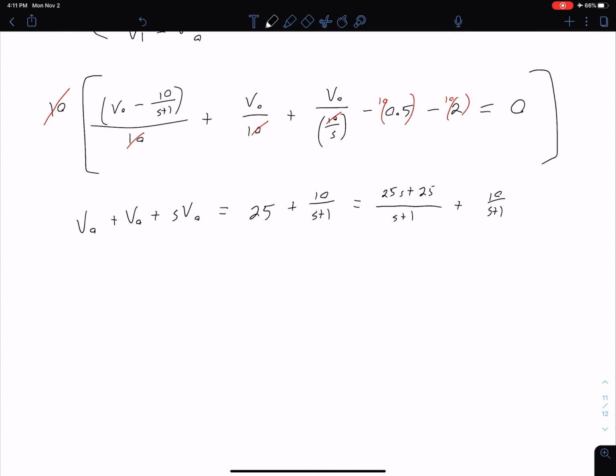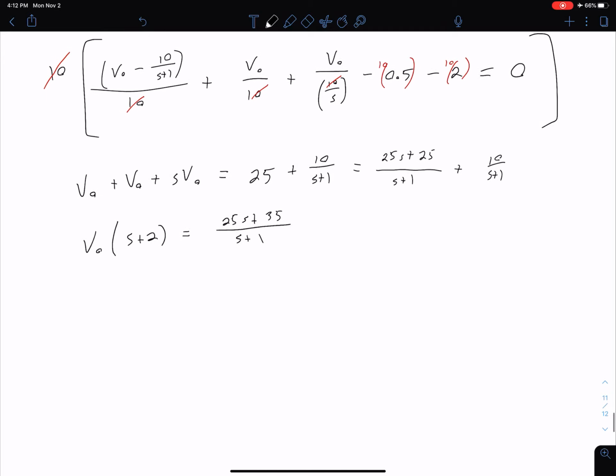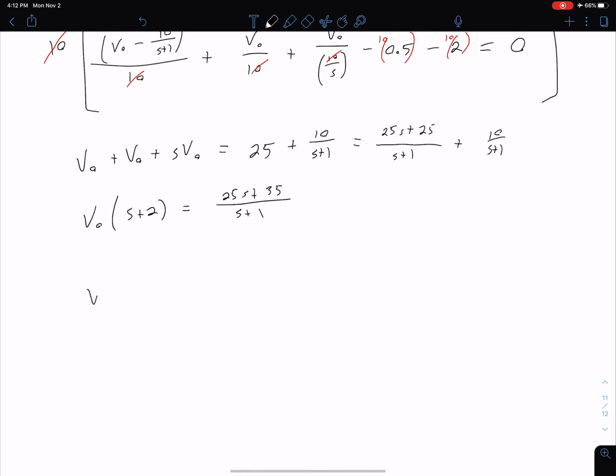Then let me come back to the left side and factor out this V out from everything. So this is V out times s plus 2, and this is equal to 25 times s plus 35 over s plus 1. I've just combined these two terms here because they have a common denominator. Now I can divide both sides by this s plus 2 to get that our V out is equal to 25s plus 35 in the numerator, and s plus 2 times s plus 1 in the denominator.